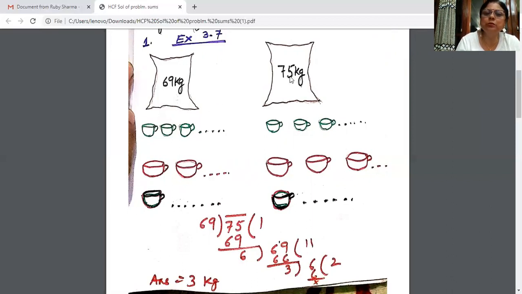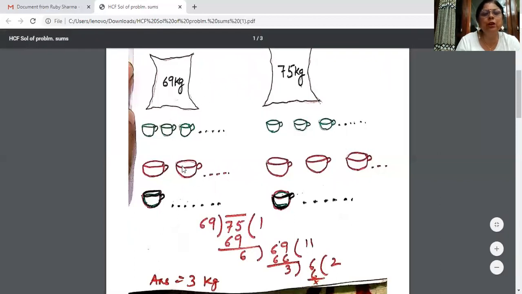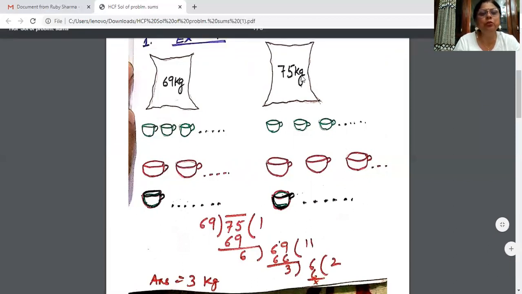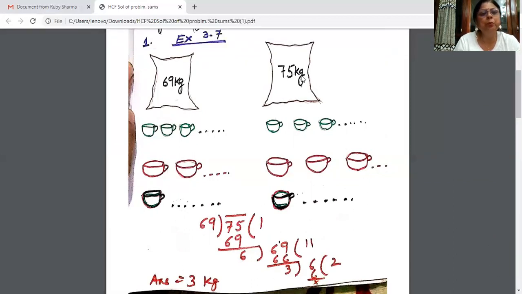Then this also, it will measure an exact number of times because 3 is a factor of 75. Isn't it? So if you take a 3 kg container, it will measure this also an exact number of times, this also an exact number of times. There will be no fertilizer left. But here they want the maximum capacity, maximum weight. So what do we do? We find the HCF.